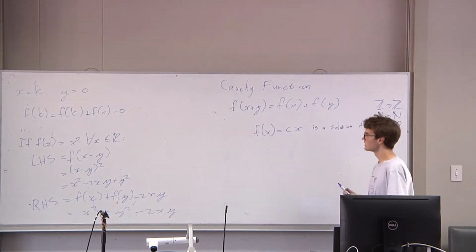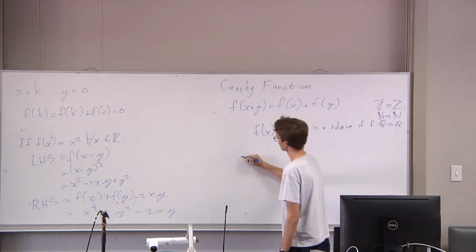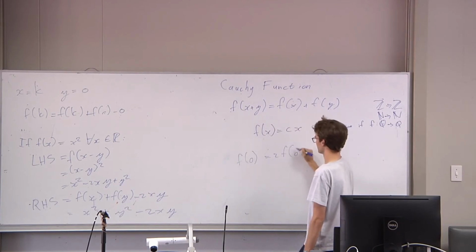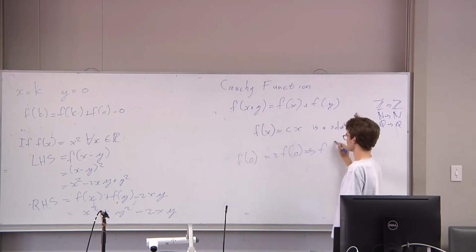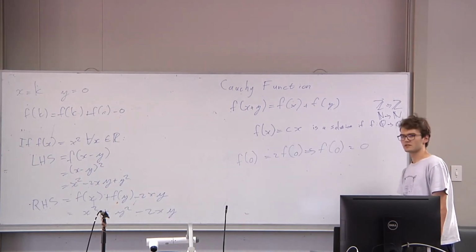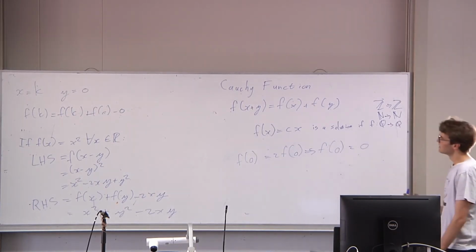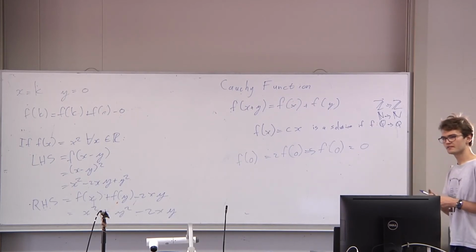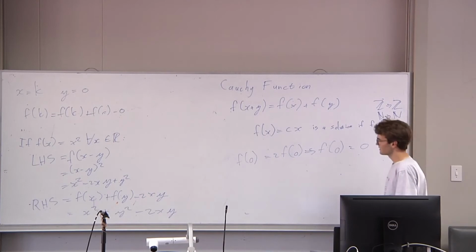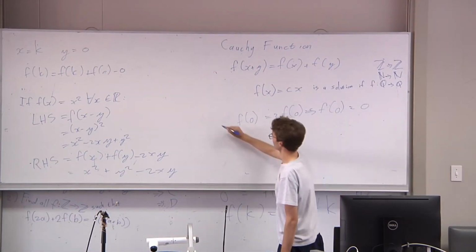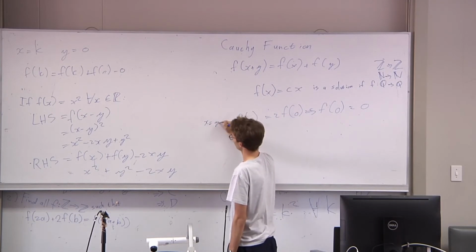So you would start by saying, okay, let x equal y equals 0, and you get f of 0 is 2f of 0, which implies that f of 0 must be equal to 0. Okay, so that's one step, one value. Then you say, well, what happens if you let... okay, so this was x equals y equals 0.